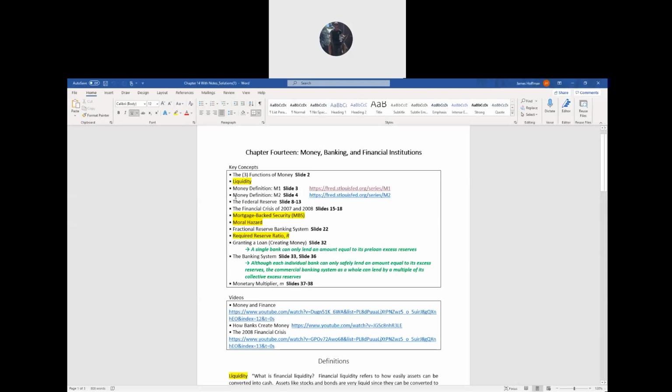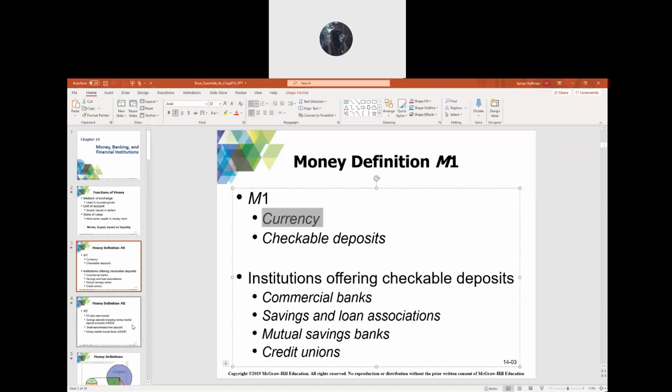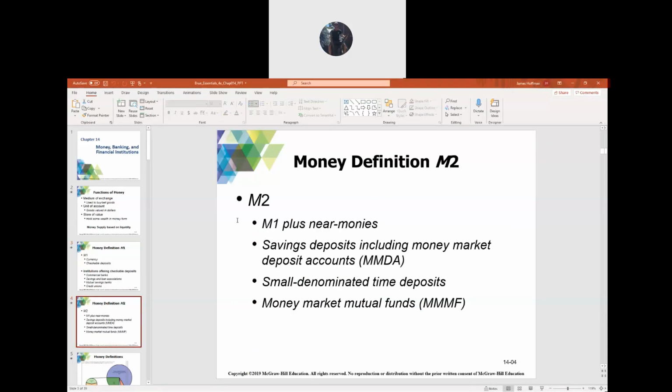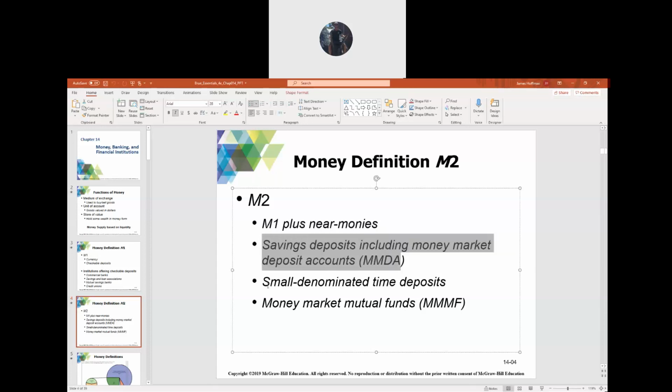Okay, so I showed you M1. Now let's show you M2 on slide 4. M2 is M1 plus near money. So these are things that are pretty liquid, but not quite as liquid as currency and cash and checking accounts. So it's M1 plus savings deposits, including money market deposit accounts, small time deposits, which are a version of savings accounts, and money market mutual funds.